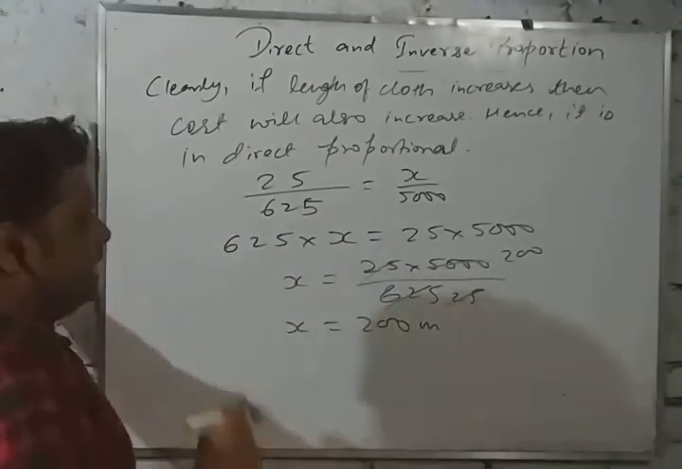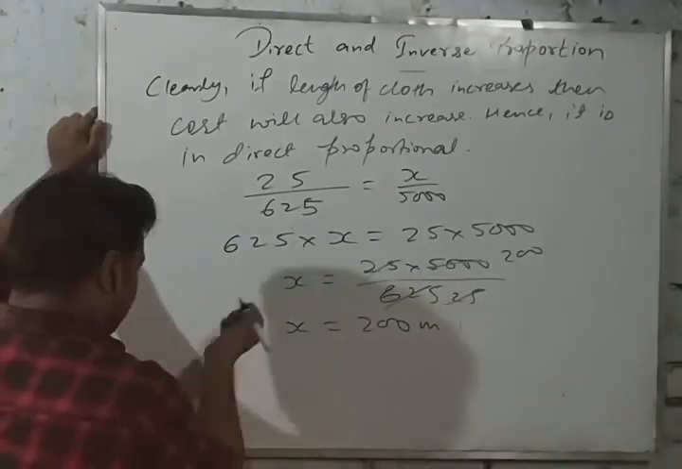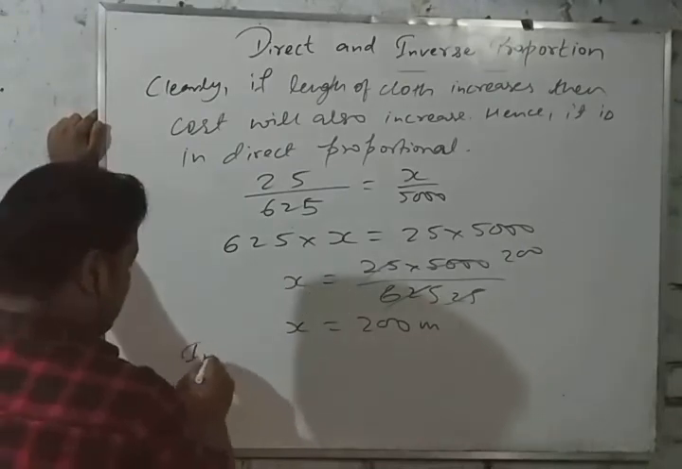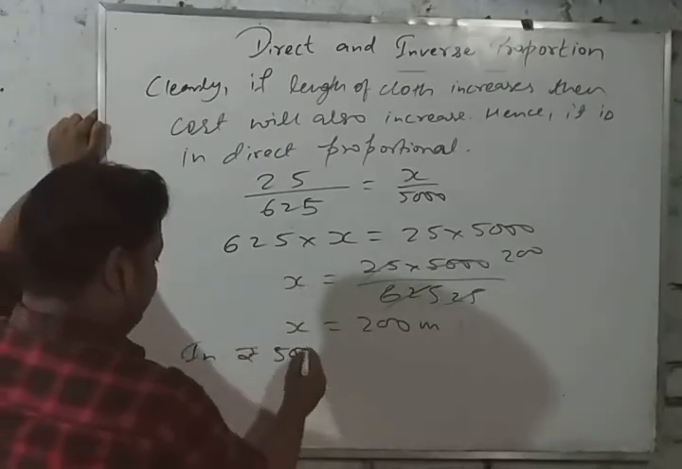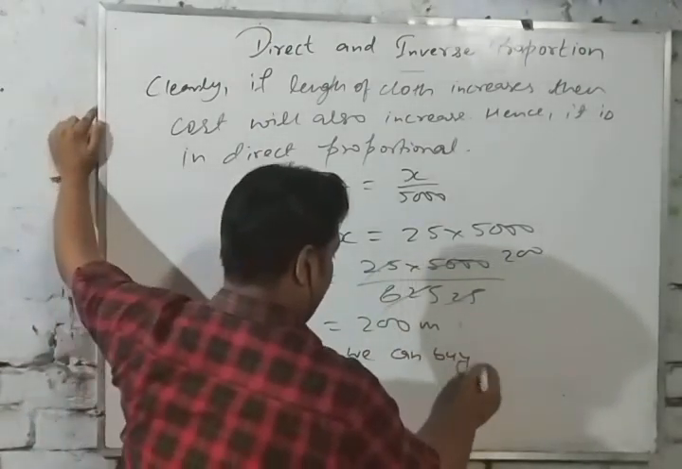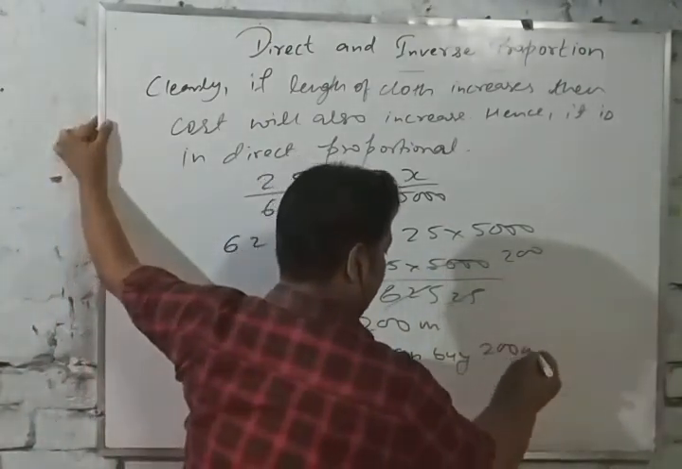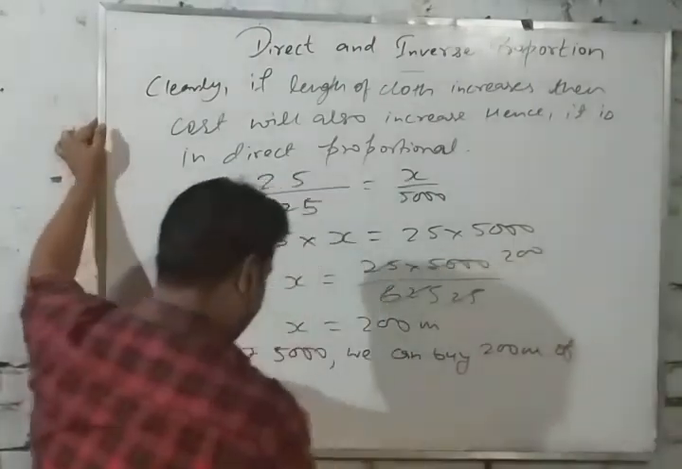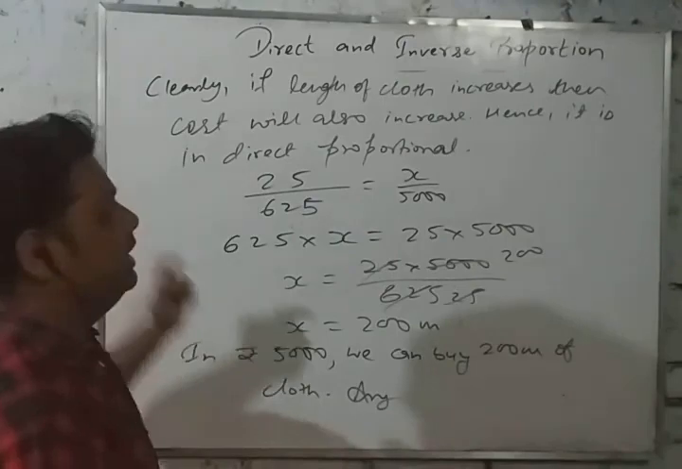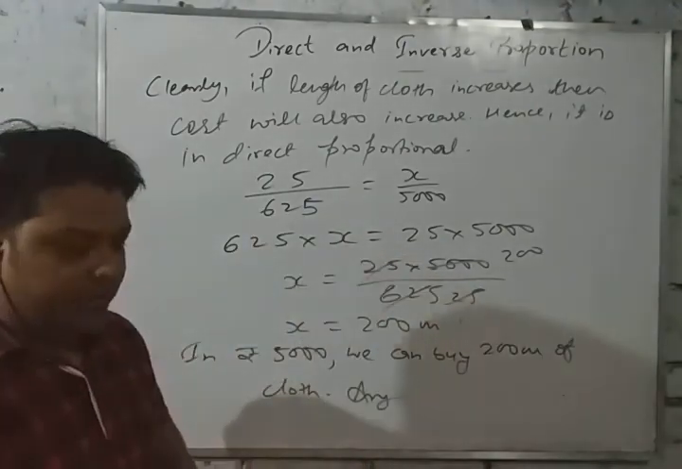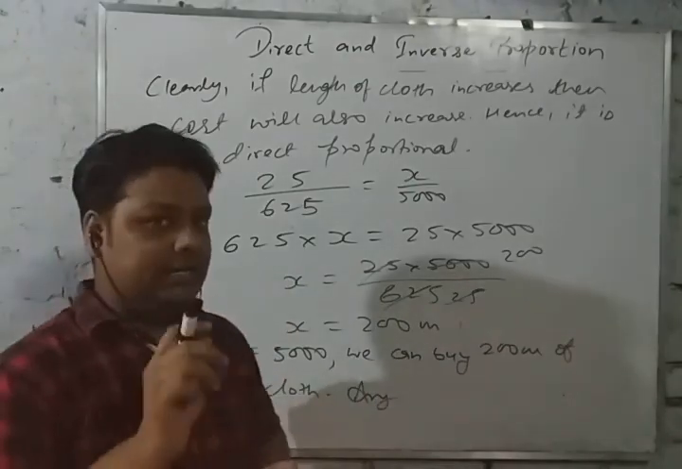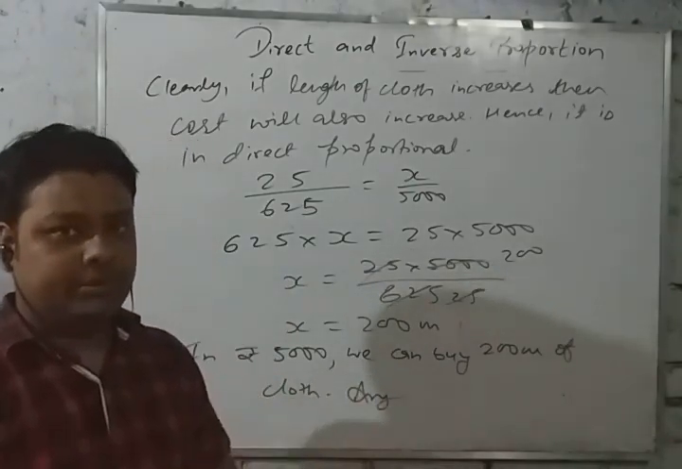It means at last we will write the statement that in rupees 5,000 we can buy 200 meters of cloth, and this will be our answer. So like this we can find it, but the main important thing is that we have to identify whether it is in direct proportion or inverse proportion.